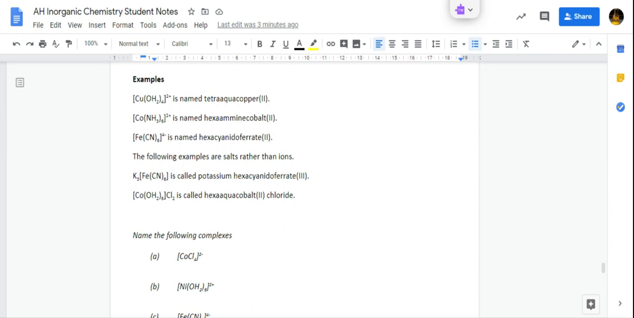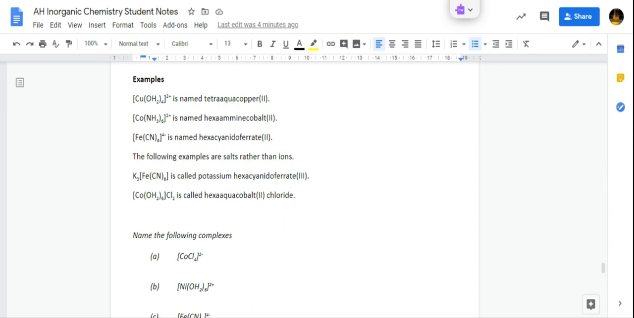So we have hexacyanido to show the 6 cyanide ions, and then ferrate, because this is iron, and overall we had a negative charge on the complex ion, and then 2, which is the oxidation state of the ion.